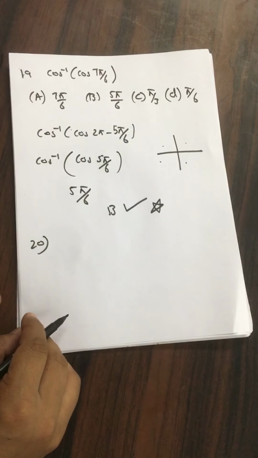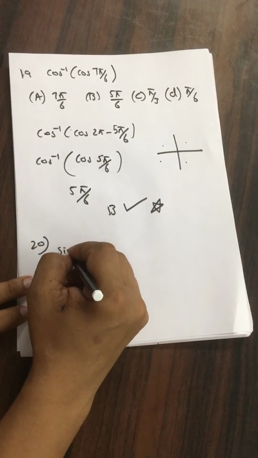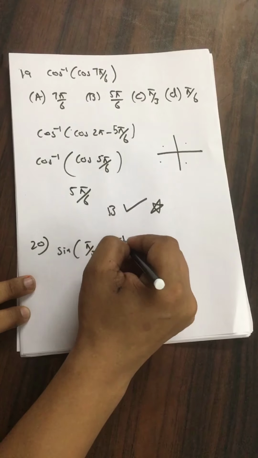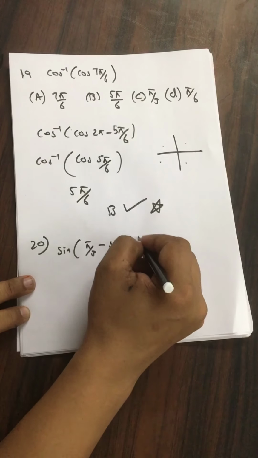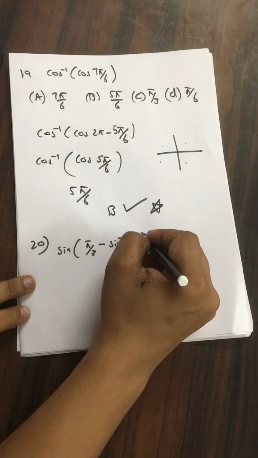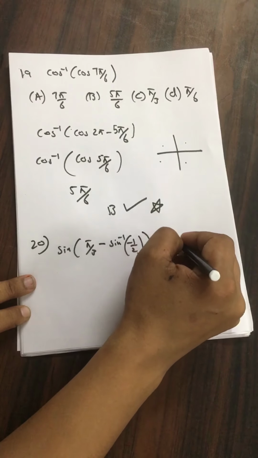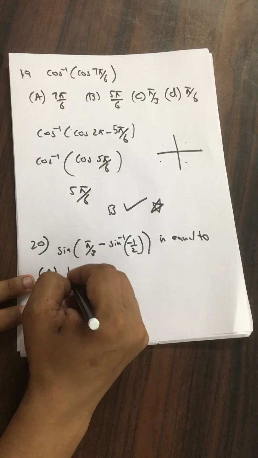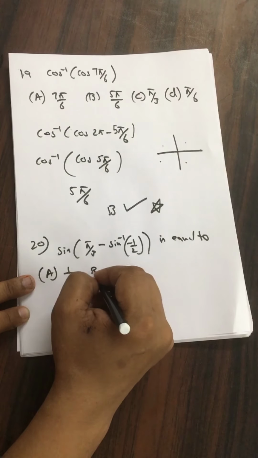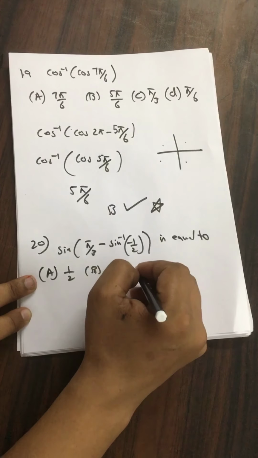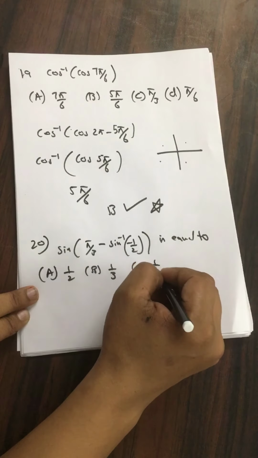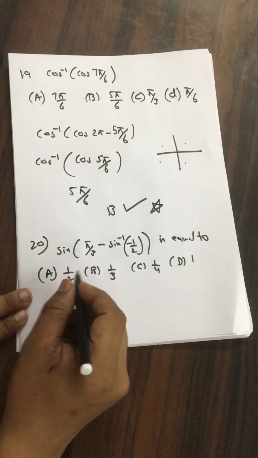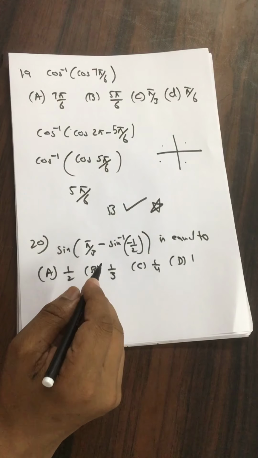Let's go with the next question. Sine pi by 3 minus sine inverse minus 1 by 2 is equal to. Now they have given options also. A is half, B is 1 by 3, C is 1 by 4, and D is 1. Solve it in the same way like we did the previous question.